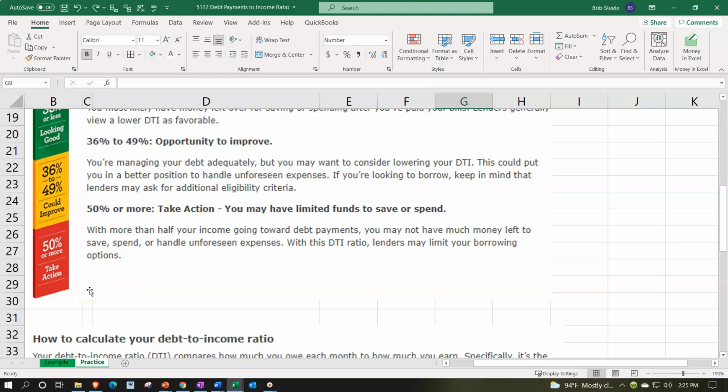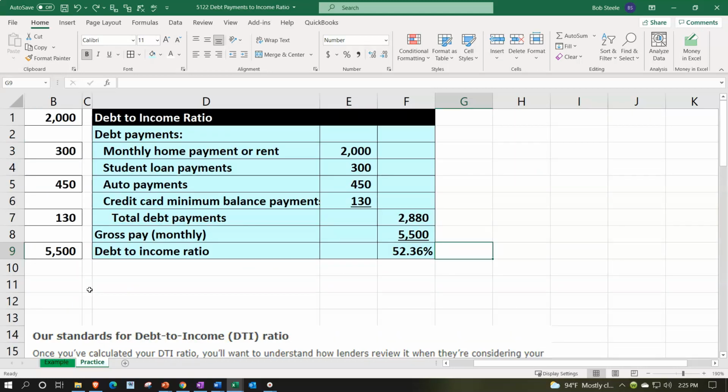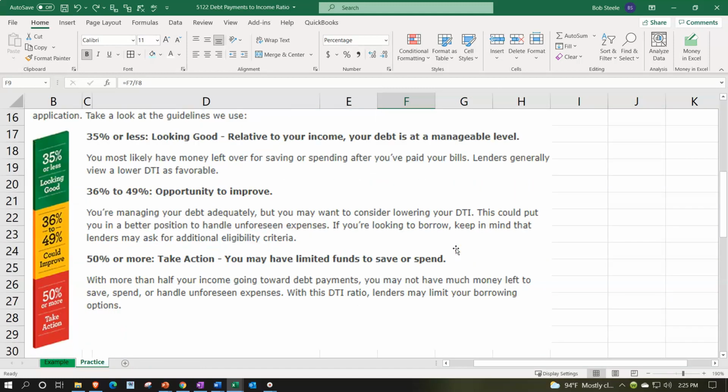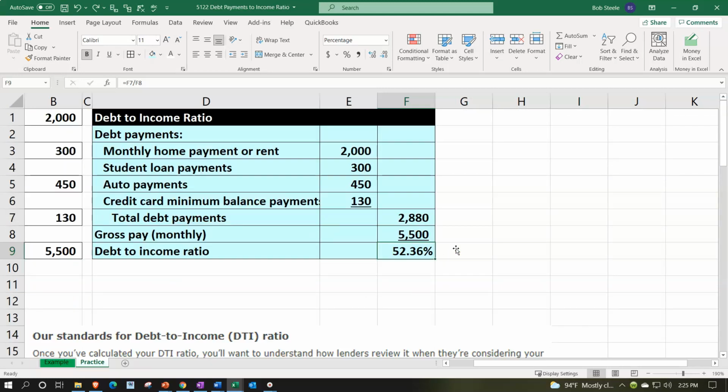With more than half of your income going towards debt payments, you may not have much money left to save, spend, or handle unforeseen expenses. So that's going to be the general idea that we have here. Obviously, our numbers are a bit high, and they're saying that in our case, we need to take action with this example to pull it together and get our debt under control.